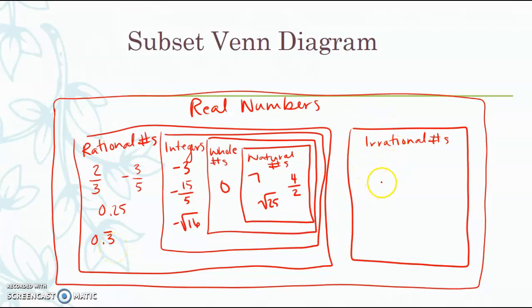Irrational numbers. These are things like the square root of 10, or 1.010110111, and that pattern continuing. Pi is a popular irrational number. E is also, you can look into that number, natural number E. Negative the square root of 123. Irrational numbers because it doesn't fit in one of the others. But all of these are real numbers.